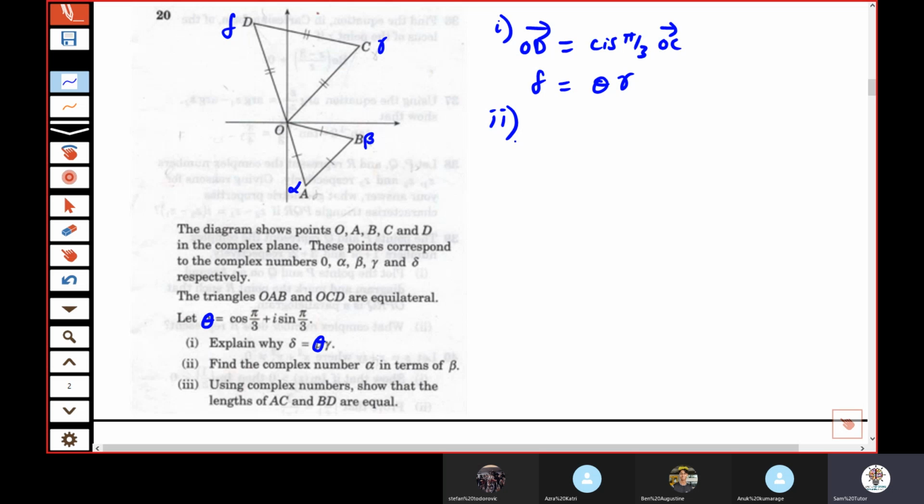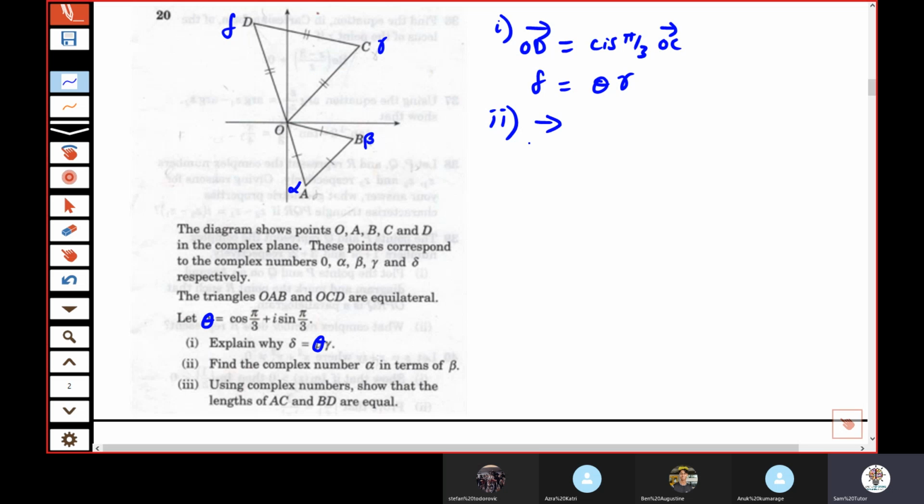Okay. Part II B. Find the complex number alpha in terms of beta. Yes. But isn't OA also just like 60 degrees moved of OD? Touche. Yeah, I can also write that. So why don't I just do that?